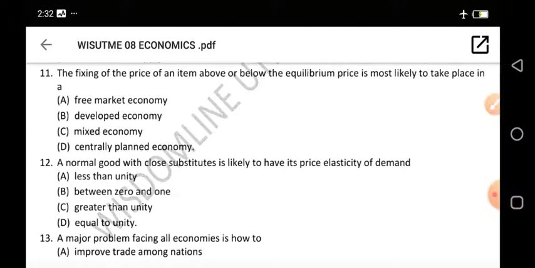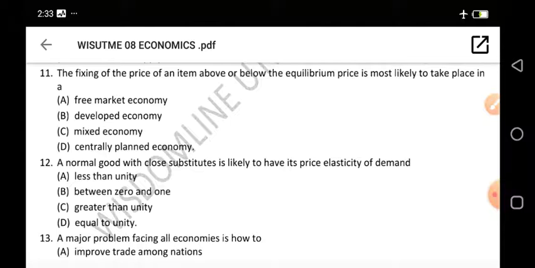So it shows that the commodity in question has close substitutes, so it is elastic in nature. Your elastic good has a coefficient greater than 1. Based on that, the answer to that question is C, greater than unitary, because your unitary is 1.